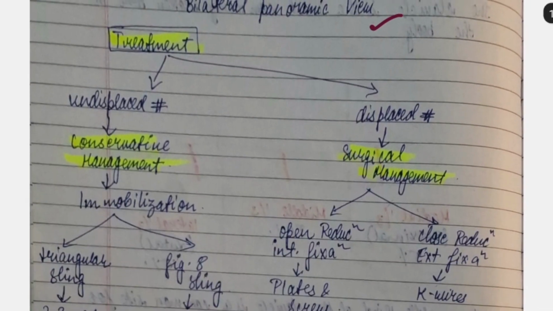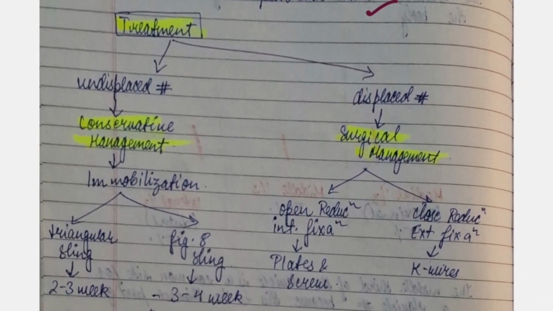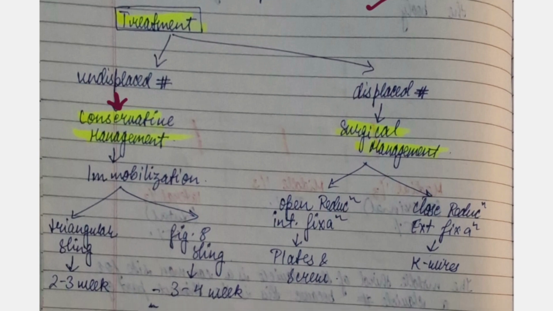For treatment of both undisplaced as well as displaced fracture, let's first see the undisplaced fracture, that is conservative management. Conservative management consists of an immobilization phase, which can be done through a triangular sling or figure of 8 bandage. If we are going with the triangular sling, we have to keep the limb immobilized for 2 to 3 weeks, and if you are using a figure of 8 bandage, then the immobilization phase will be from 3 to 4 weeks.